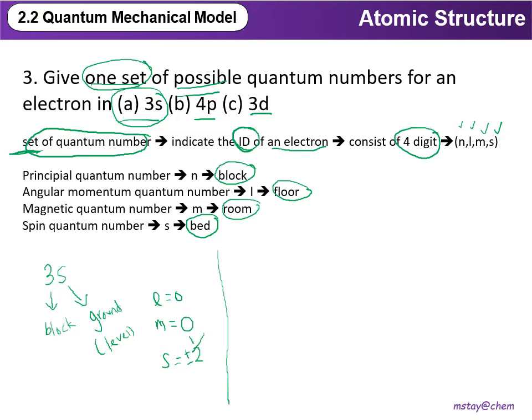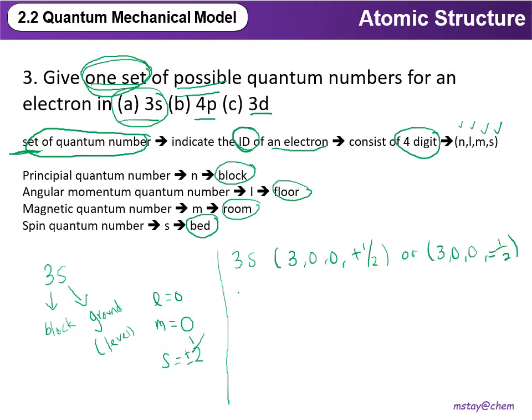So what is the possible set for 3s? It can be 3, 0, 0, positive half, or 3, 0, 0, negative half. Again, because the question says one set, you just need to give one set.